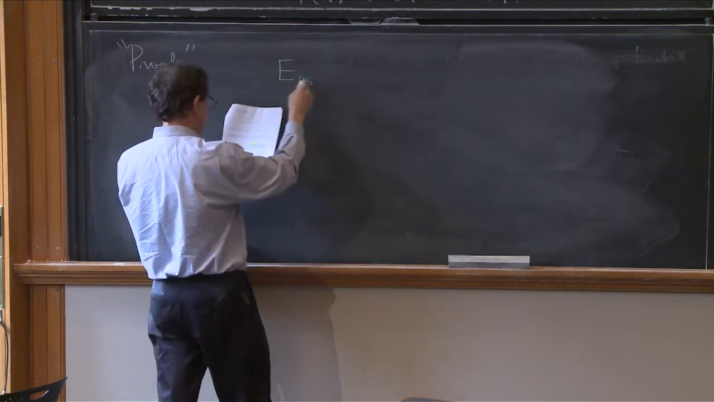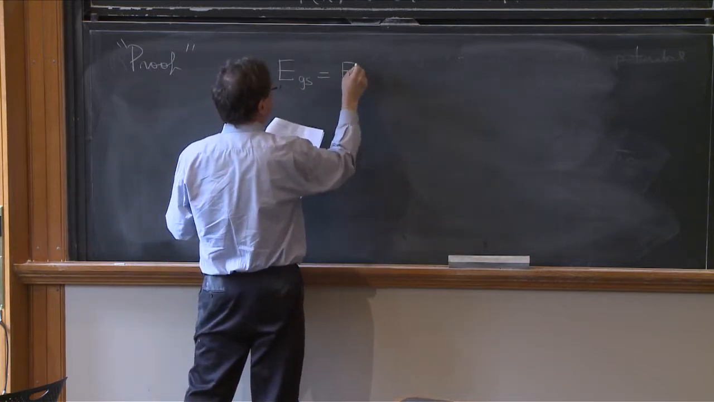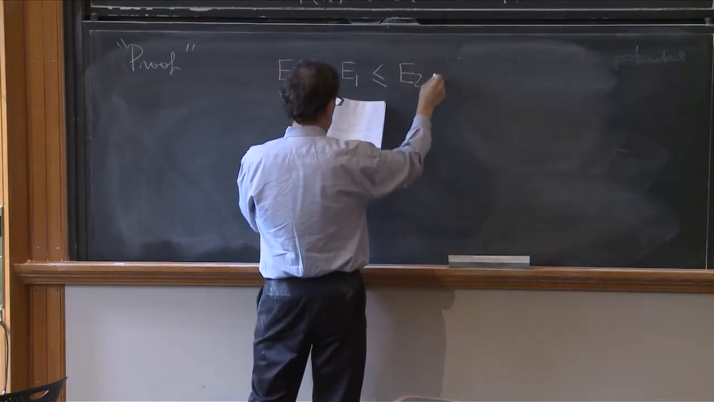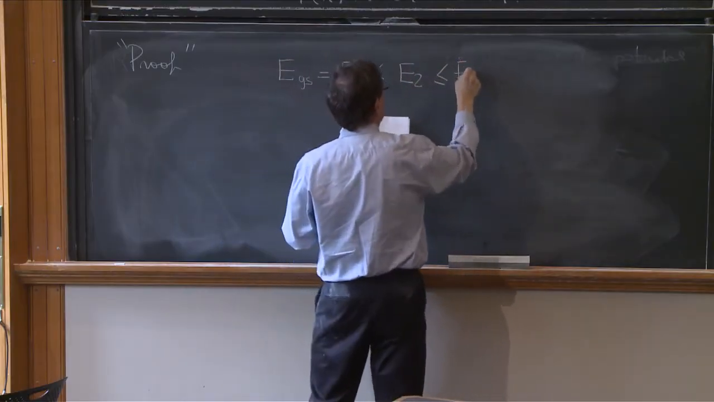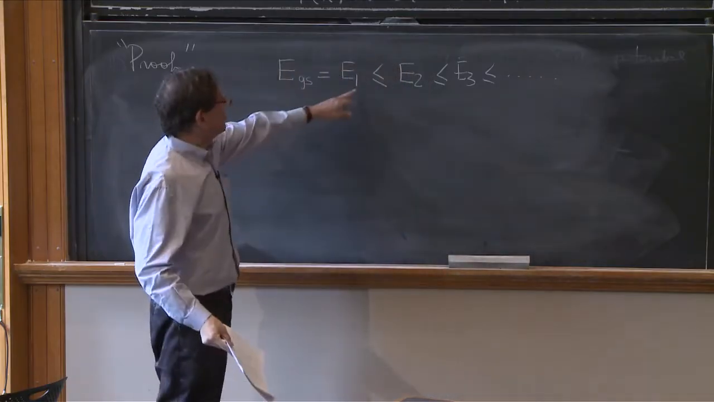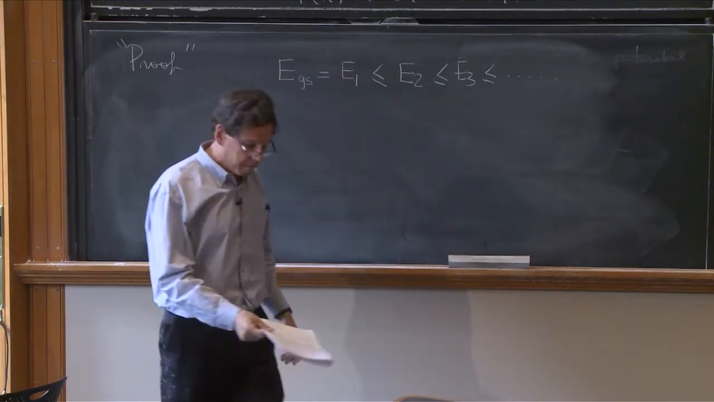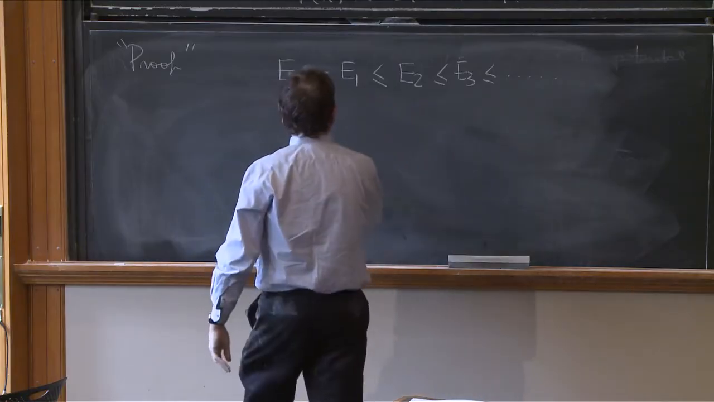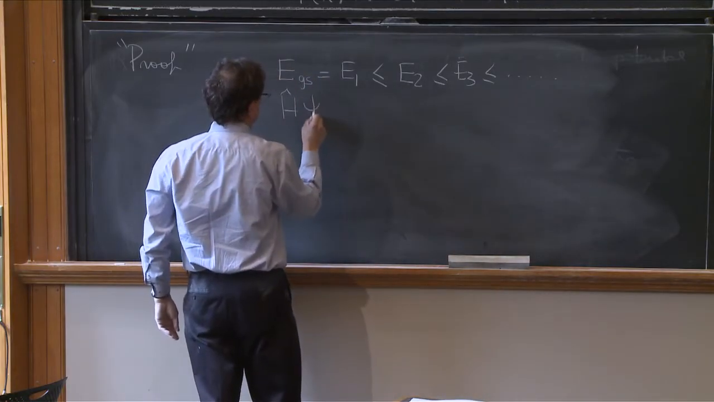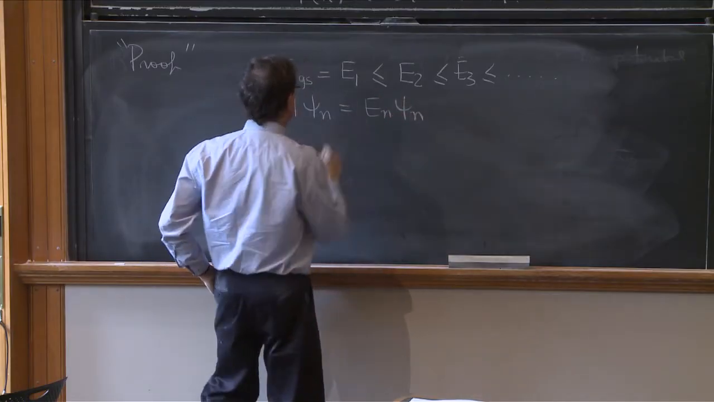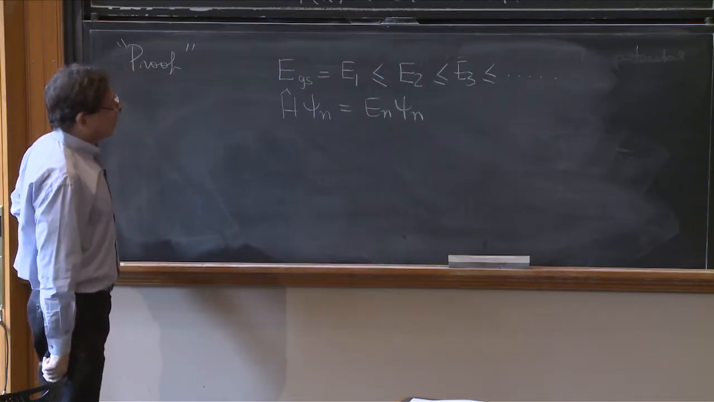So we'll have a ground state energy, which is E1, that is maybe less than or equal to E2, less than or equal to E3, like that. So you even may consider degeneracies. And we have H on psi n is equal to En psi n.